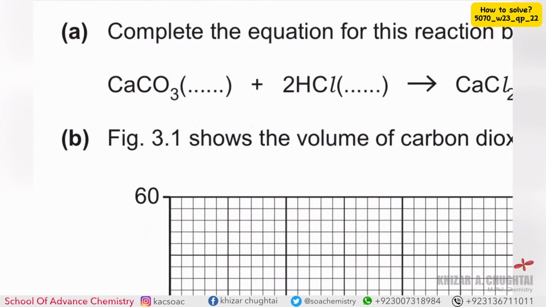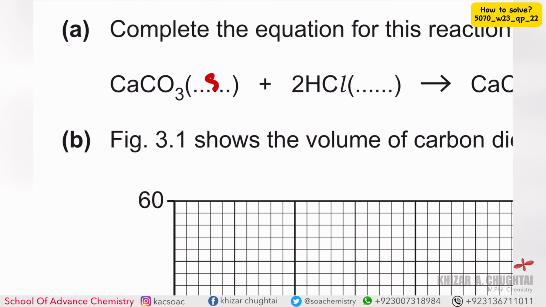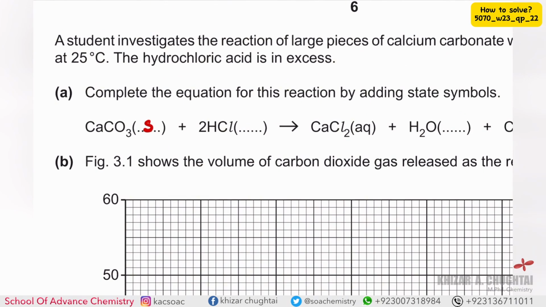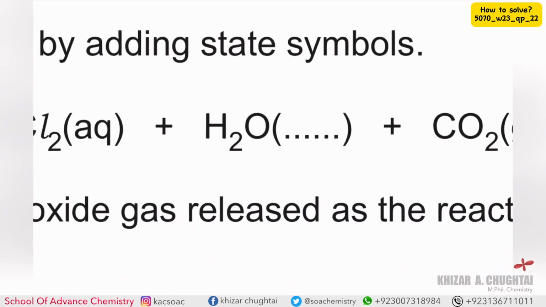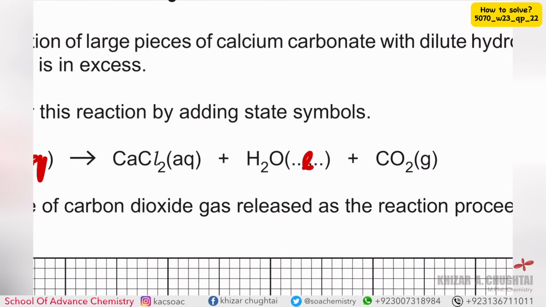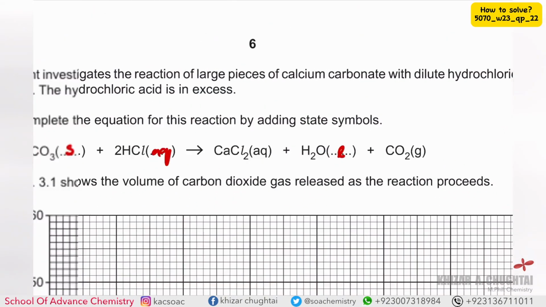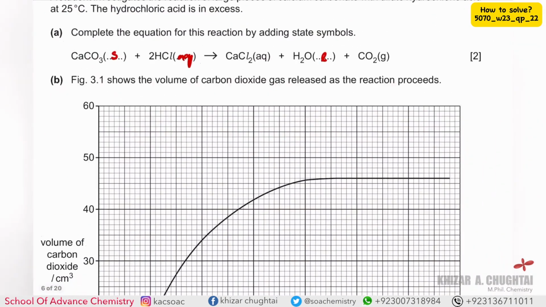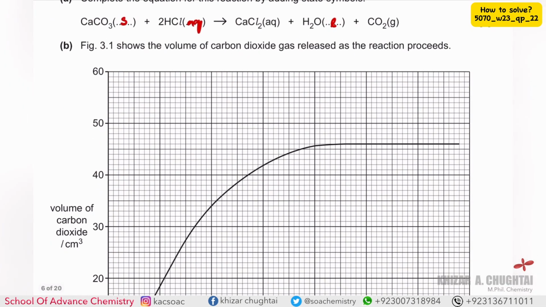Calcium carbonate is water insoluble, so I'm going to put s over here. The 4 state symbols are s for solid, l for liquid, g for gas, aq for aqueous. HCl is soluble, so I'm going to write aqueous. H2O is a liquid, it's a pure compound, so small l for the liquid H2O.